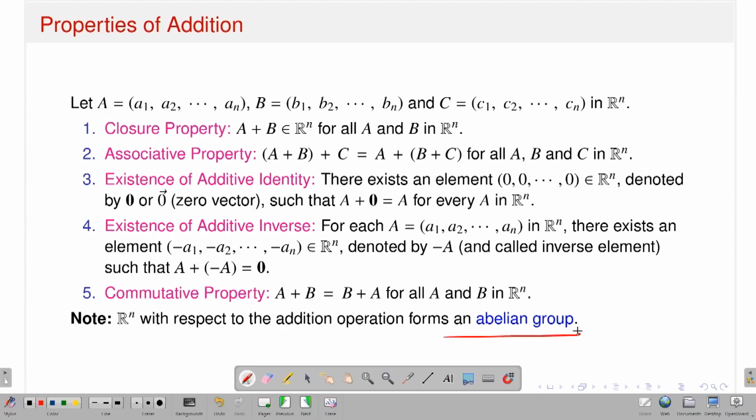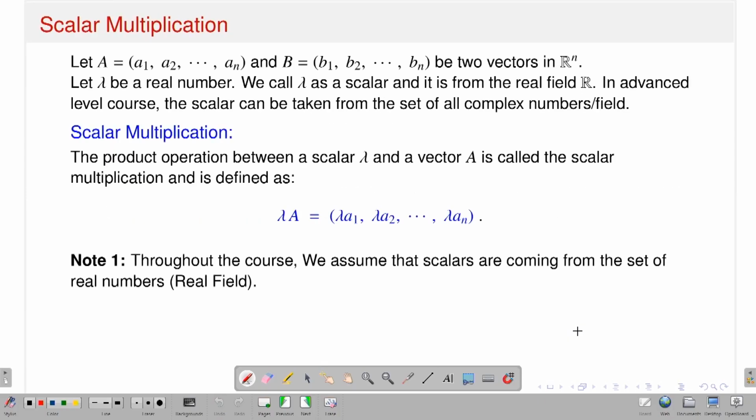Next, we will introduce another operation involving a scalar and a vector, which is called scalar multiplication. Let capital A and capital B be two vectors in Rn. Let lambda be a real number. We call lambda a scalar, and we take this scalar from the real field. Field is a concept in abstract algebra; otherwise, just take it as the set of all real numbers.